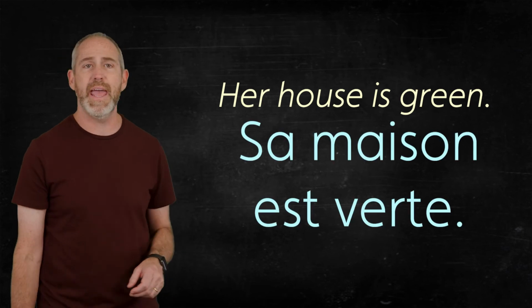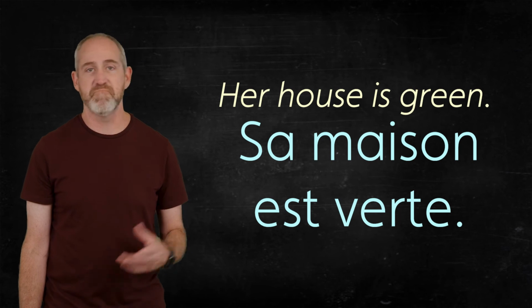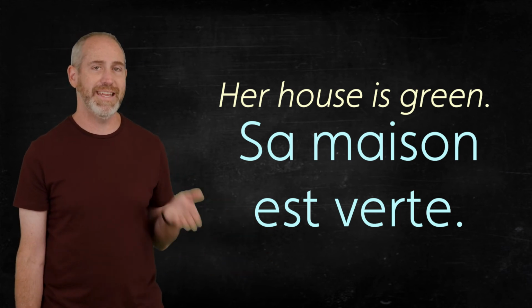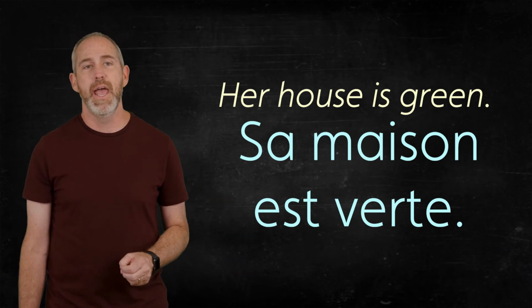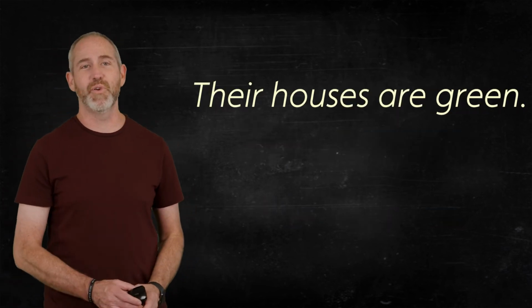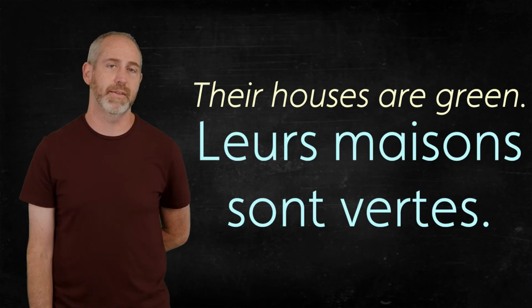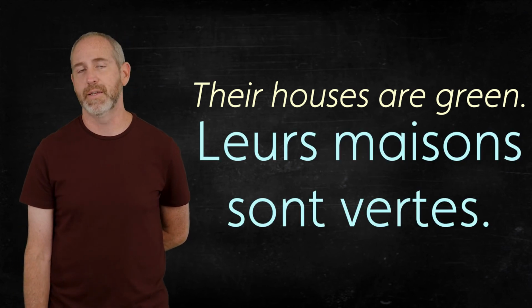Sa maison est verte. Okay, so now you can see the vert has an E on it because it's feminine. And finally, their houses are green. Let's make it plural. So, leurs maisons sont vertes. All right, mes amis, I hope that gives you a good explanation of how to use colors in French.